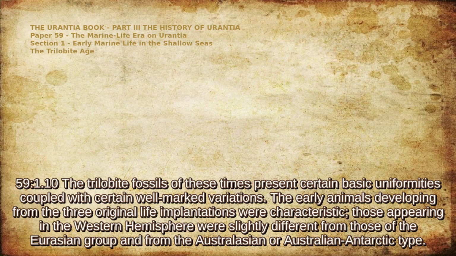The trilobite fossils of these times present certain basic uniformities, coupled with certain well-marked variations. The early animals developing from the three original life implantations were characteristic. Those appearing in the Western Hemisphere were slightly different from those of the Eurasian group and from the Australasian or Australian Antarctic type.